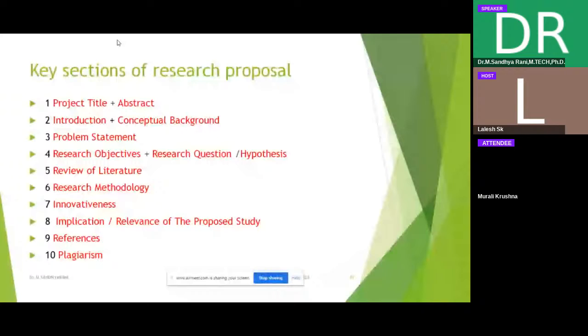So we know, when we are writing a research paper, we know the title, and we know the abstract. That is the first point of a star, and the second point of the star is the introduction. Introduction is not complete without conceptual background, and the third point of the star is the problem statement. This is very, very important.